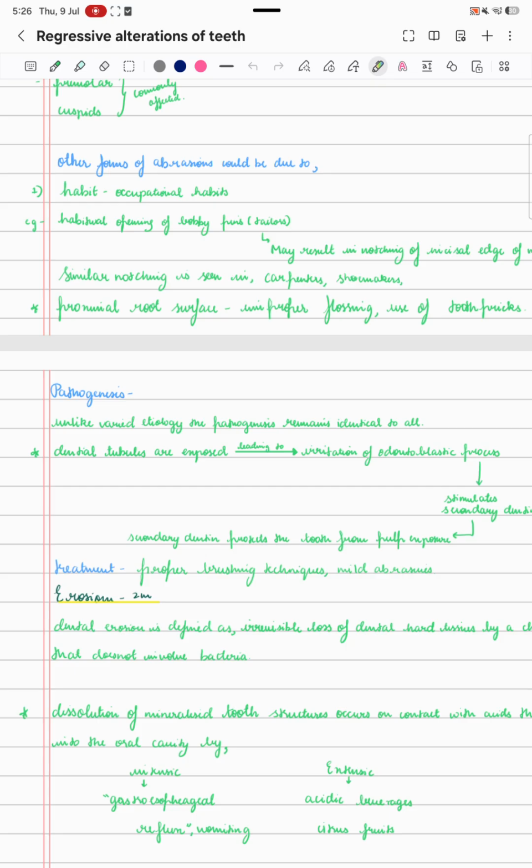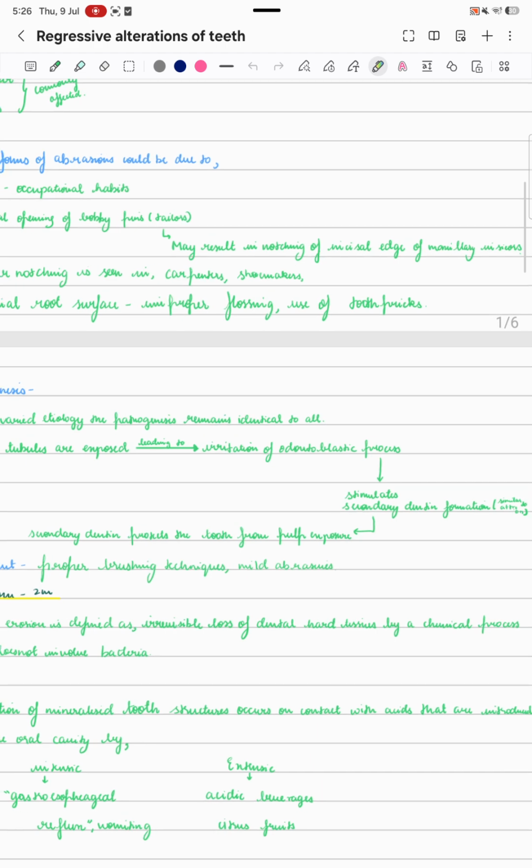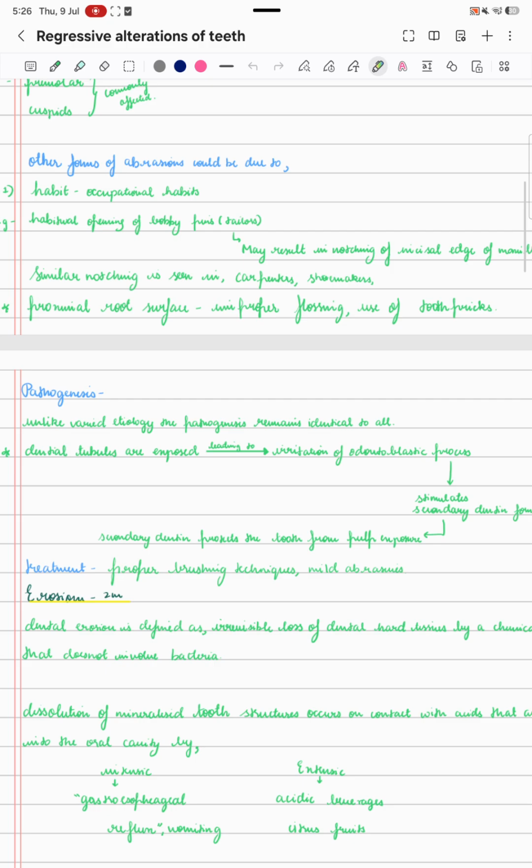So tailors usually keep the needle of the sewing machine or the bobby pin in their mouth, especially at the incisors. They hold it, so there is a depression or a notch in the incisal edge of the incisors. This notching is usually seen in tailors, and that is an occupational abrasion.